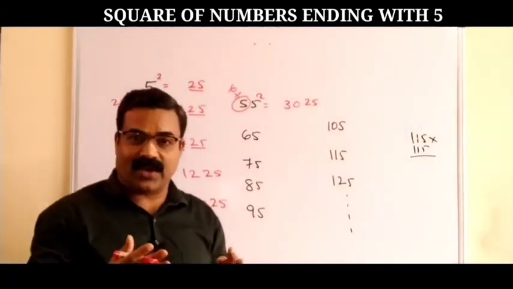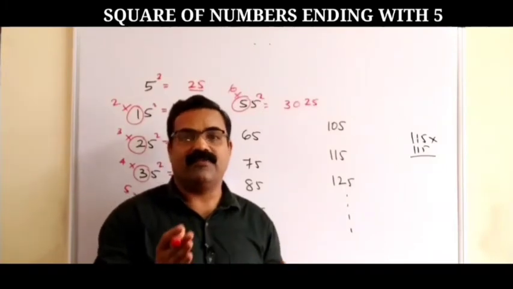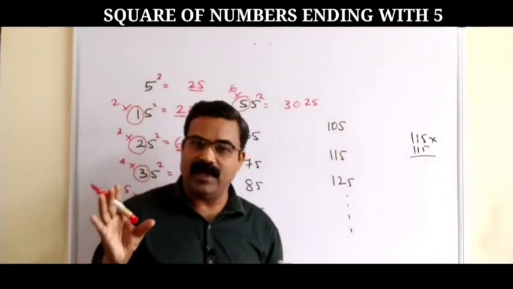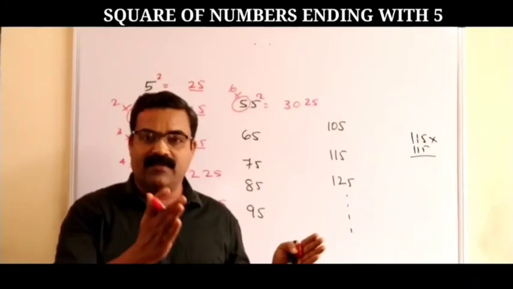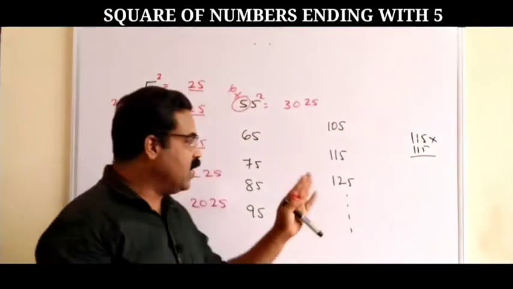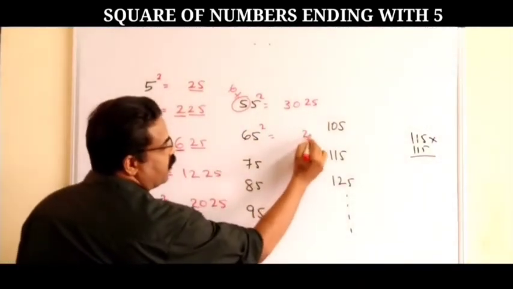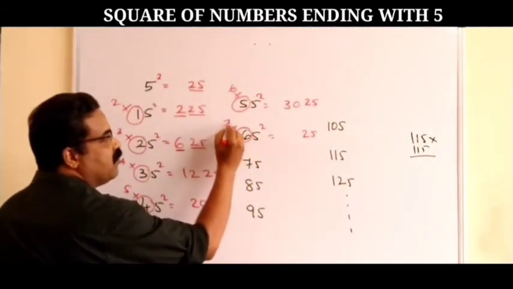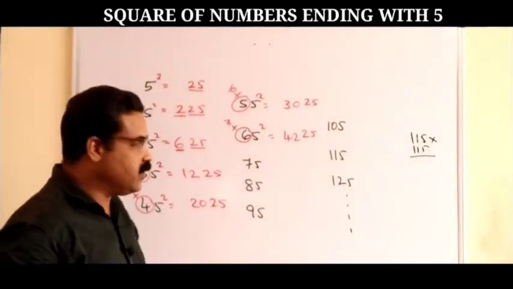So now you got the trick. Now you got the pattern. How to find the square of any number ending with 5: the last 2 digits of the answer will be 25. The remaining part of the answer is obtained by taking the number other than 5 and multiplying it by its next number. So for 65 square, 5 square is 25. Other than 5, we have 6. 6 multiplied by its next number, 6 sevens are 42. So 4225 is the answer.